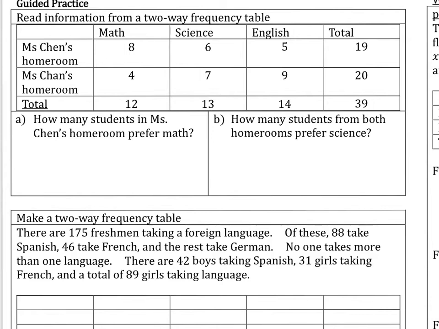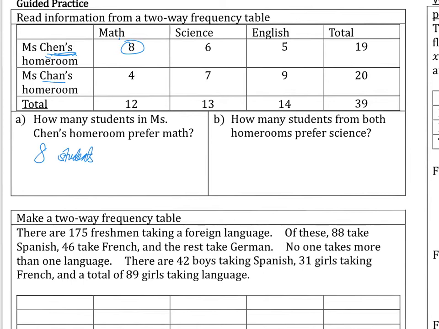Now we want to read the information from a two-way frequency table. So here we have two homerooms, Miss Chan's homeroom and Miss Chan's. And then there are three categories, math, science, and English. And you could have questions such as, how many students in Miss Chan's homeroom prefer math? So I'm going to look at Miss Chan's homeroom, the row, and I'm going to look at the column math and take the number 8. So 8 students.